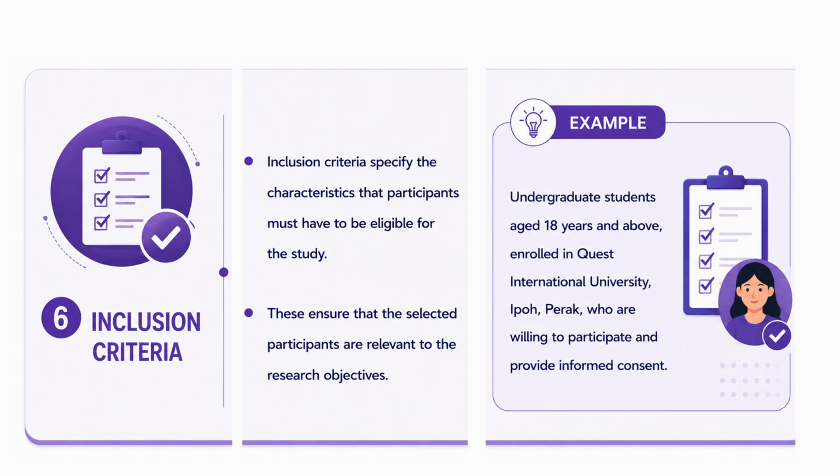Example, undergraduate students aged 18 years and above. That's a criterion for inclusion. 18 years and above, currently enrolled in Quest International University, who are willing to participate and to provide informed consent. Informed consent means the researcher needs to explain the research to them. Then, after understanding it, they can provide their consent or willingness to participate in the study.